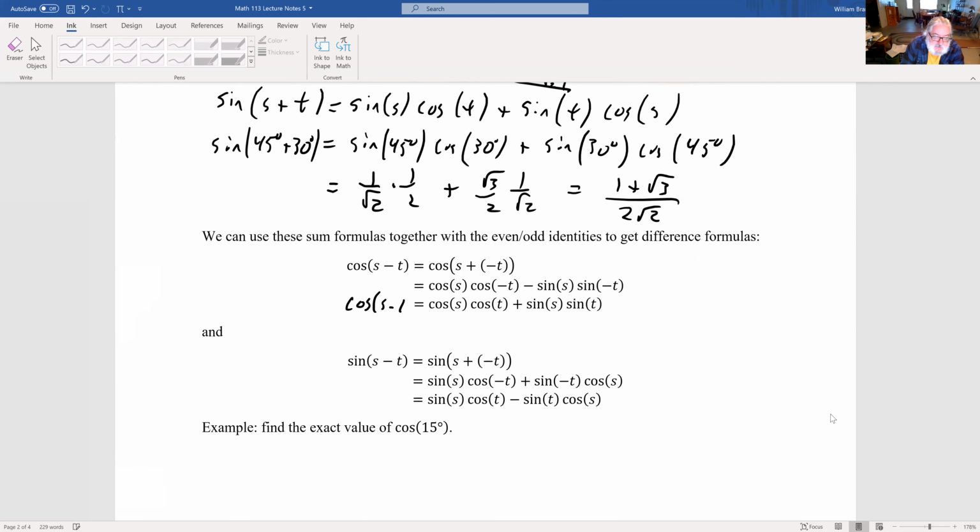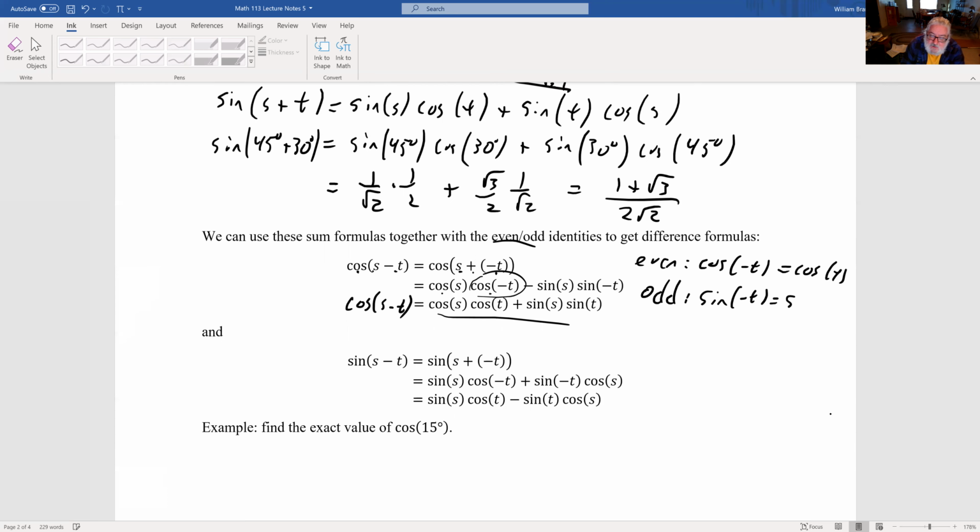Cosine of s minus t is this, and we get that by using even-odd identities. Cosine of s minus t is cosine of s plus minus t. If we apply the cosine formula, we get this, but cosine is even, so cosine of minus t equals cosine t. Sine is odd, that means sine of minus t equals minus sine of t, right? And so this minus sine and this minus sine get together to make that a plus.